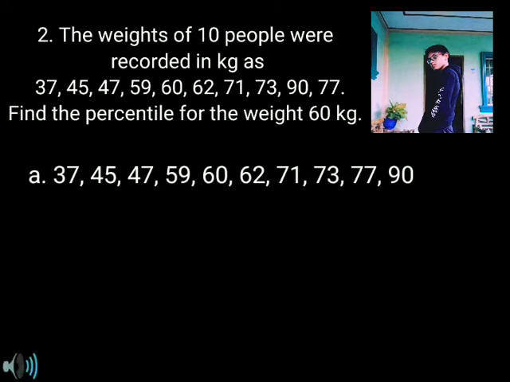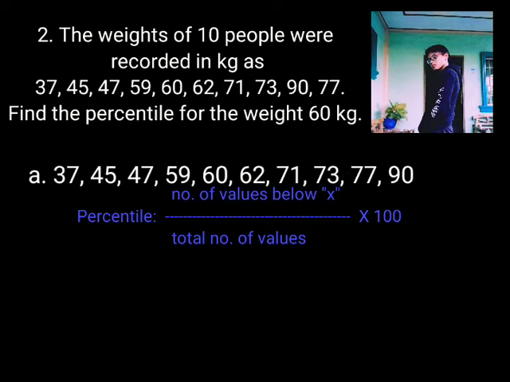The number of people with weight below 60 kilograms is 4. Now, using the percentile formula, we can finally substitute the values: the number of values below x divided by total number of values times 100. With this formula, we can find the percentile for the weight 60 kilograms. The number of values below x is 4. The total number of values is 10. 4 divided by 10 is equal to 0.4. 0.4 times 100 is equal to 40.